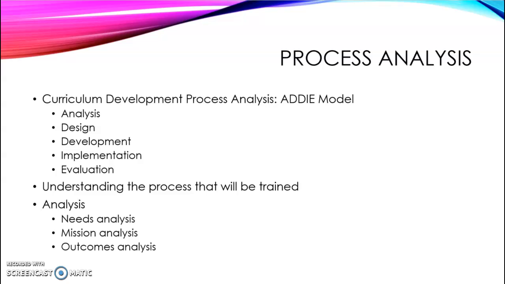In the ADDIE process, the analysis phase covers three types of analysis: needs analysis, mission analysis, and outcomes analysis. Needs analysis will be covered later in the presentation. Mission analysis reviews a mission and the required tasks for the mission. And outcome analysis identifies a successful completion of the task.